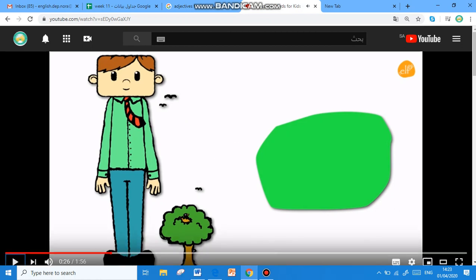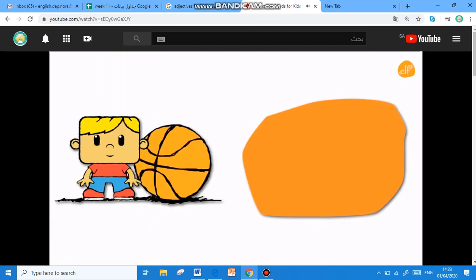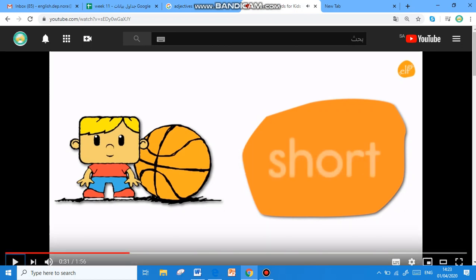Tall. Look at the tree. The tree is short and the man is tall. He's very tall. And these are adjectives. Tall. Short. Look at the boy. He's short. These are adjectives. We described people or things.